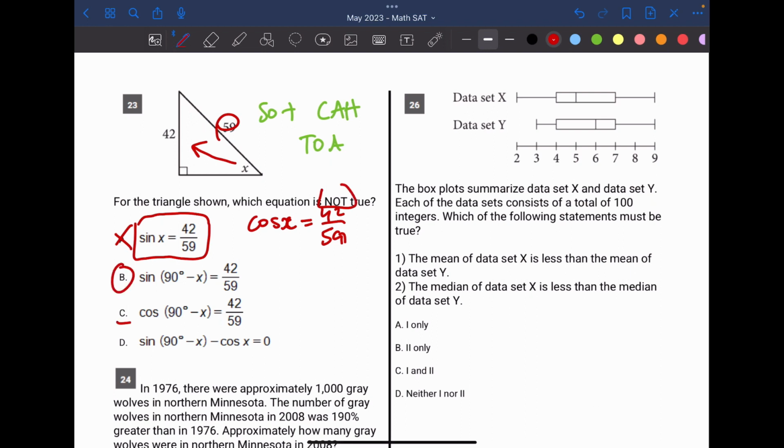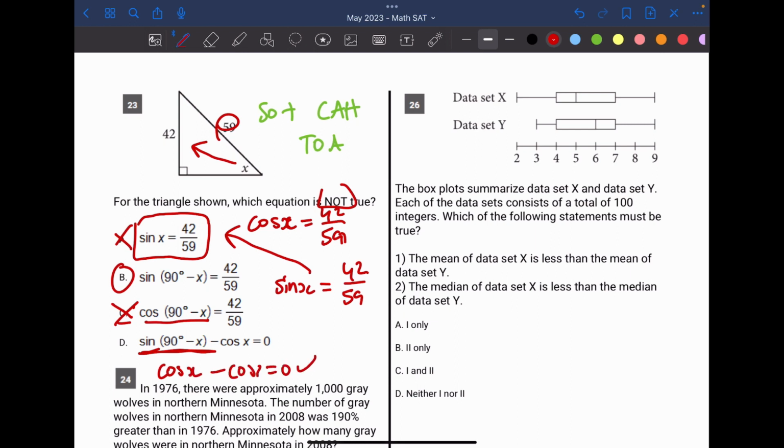But yeah, so for C, this would be sine x. And then is sine x 42 over 59? We already said it is because it's the exact same as this. So this is not an option that we consider. And for D, is cosine x minus cosine x 0? Yes, this is correct because this is cosine x and this is cosine x. If you subtract them together, you get 0. That means D is not a choice. So B must be the correct answer because it's the only wrong one that we have.